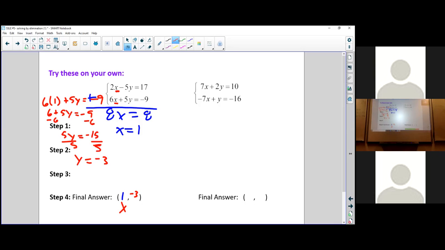But we have to make sure my x's and my y's are lining up. Next problem. If I add the two, are the x's and y's all lined up as columns? Yeah. Can I add them together and something goes away? Yeah. If I add them together, x is gone. So I get 3y equal to negative 6.